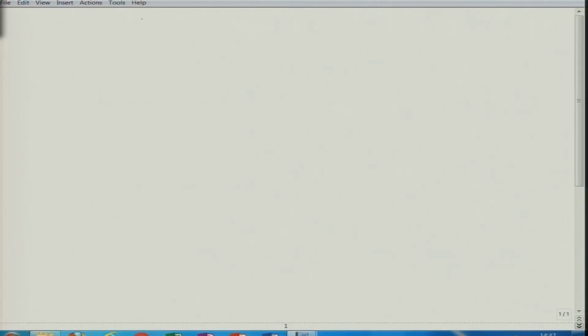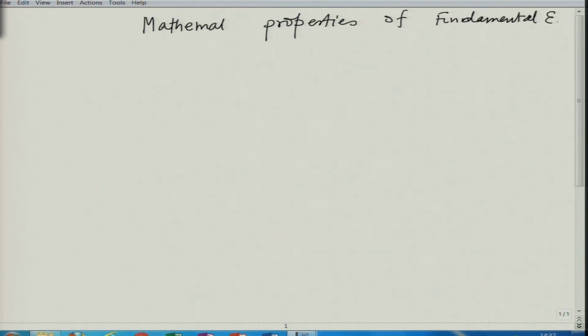So, this lecture will specifically focus on the mathematical properties of the fundamental equation. Okay. Now, we will start with the Euler equation.